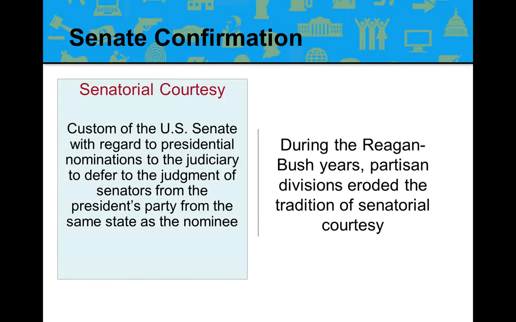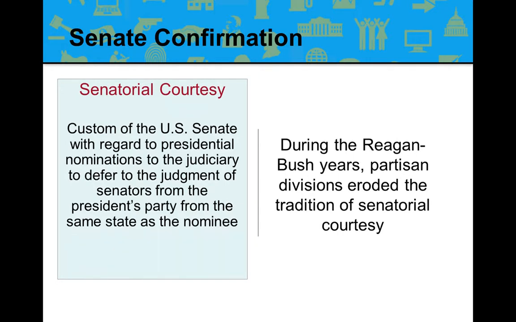Okay. But you can see, as I put there on the right, that during the Reagan-Bush years, the partisan divisions eroded this tradition of senatorial courtesy. So Obama, for example, is not going to reach out to the senators in the state of Texas because they're not from his political party. Okay? And so it's not to be expected. Okay? But that's what senatorial courtesy is.